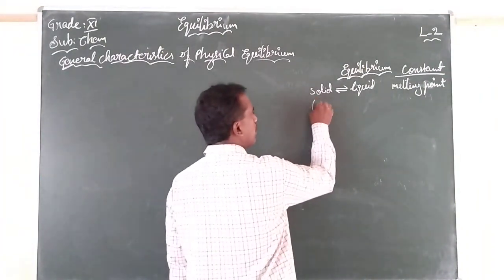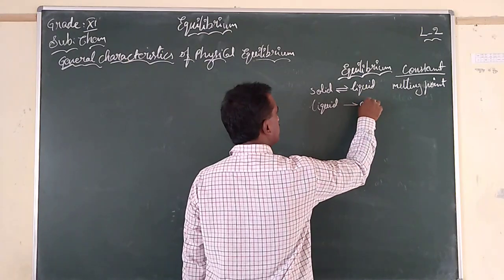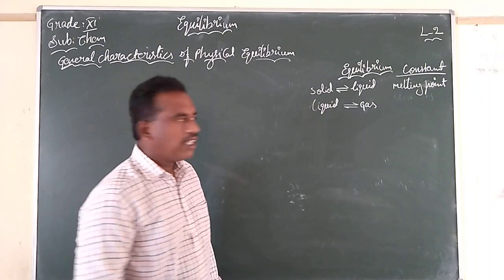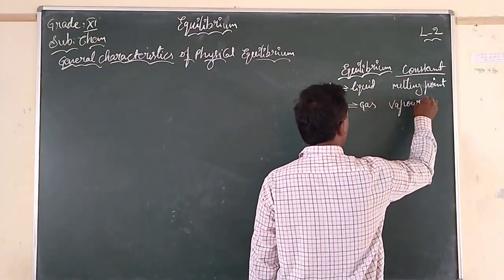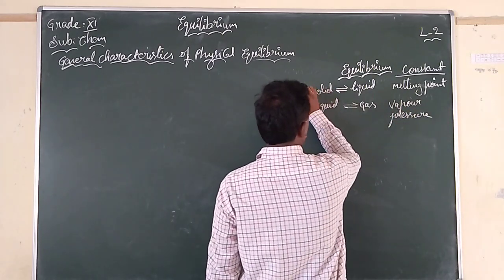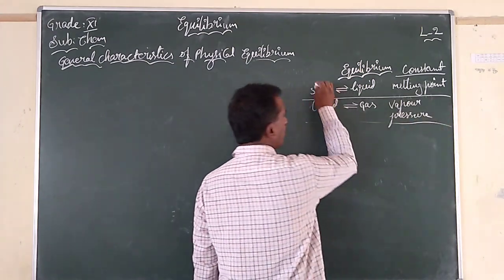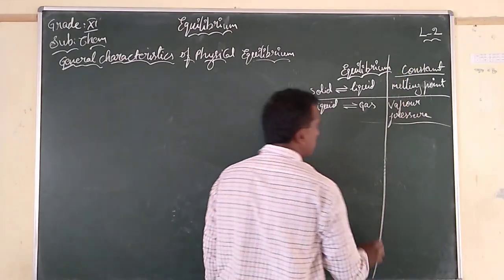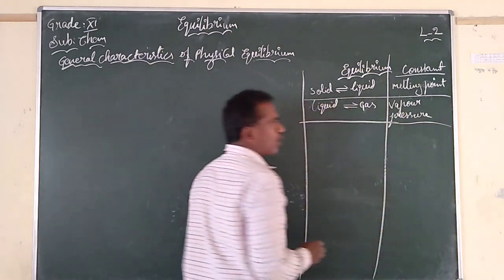And do you remember when a liquid is changed into gas and the gas upon condensation into liquid, what will be constant? Yeah, vapor pressure will be constant. What is constant, children? Vapor pressure is constant. So, for one type of equilibrium, one value is getting constant.